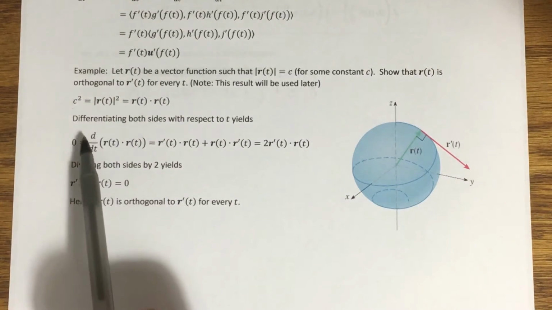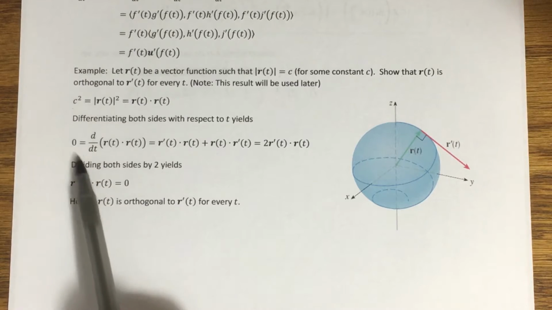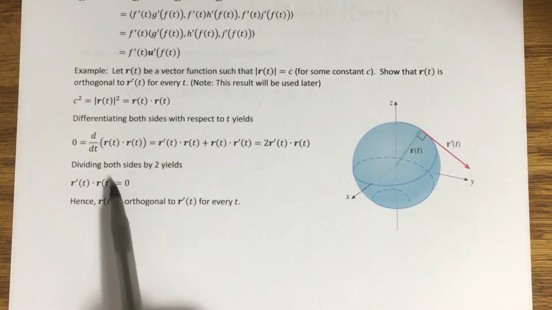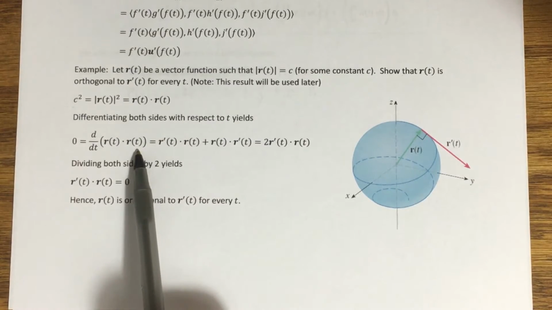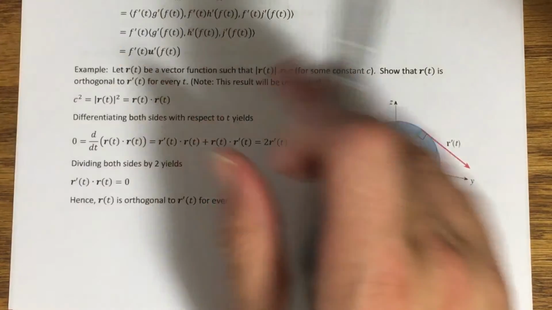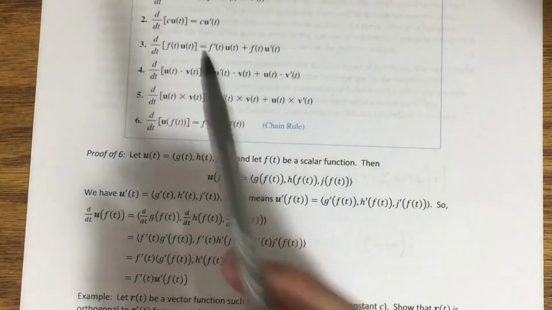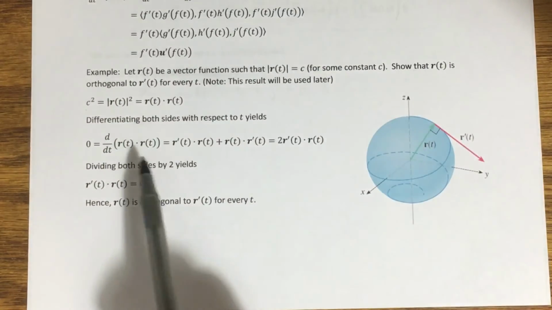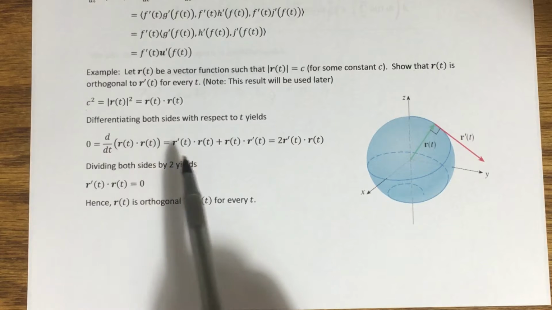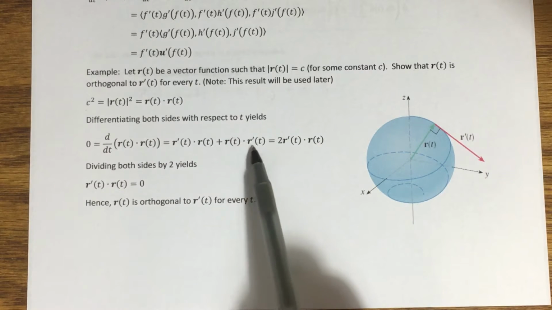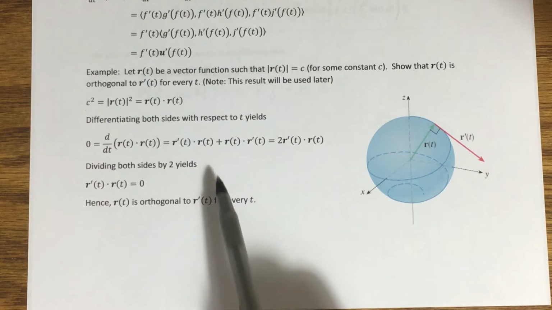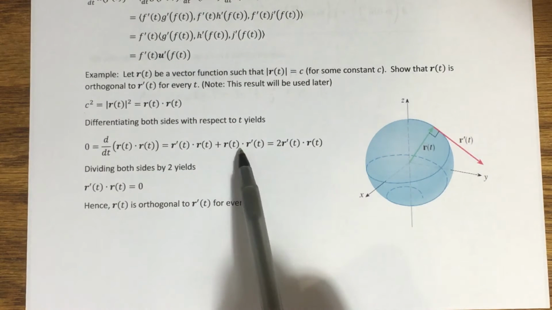So on this side, because it's a constant, its derivative is 0. But what happens on this side? I'm taking the derivative of the dot product, r dot r. And from the property up here, property number 4, one of our product rules, we know how to take the derivative of a dot product. It's the derivative of the first dotted with the second plus the first dotted with the derivative of the second. So r prime dot r plus r dot r prime.